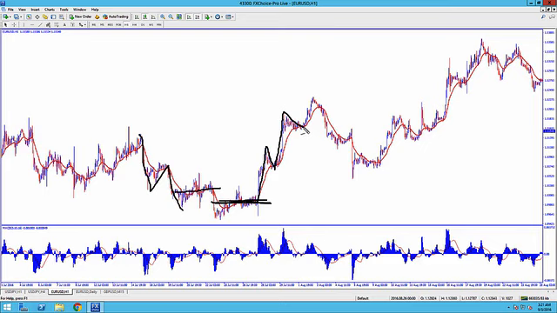Market corrects down, continuation pattern higher. Market sells off, continuation pattern lower. Well, that last one wasn't the best, was it? So market goes sideways again, rallies up, and continuation pattern higher. It goes here, continuation pattern higher. You can see another rally, pullback, continuation higher.